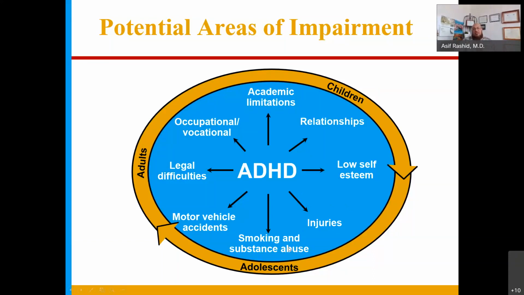stuff like that. So they start smoking because nicotine has a little bit of stimulant action. They get into motor vehicle accidents because they are not able to focus or pay attention while driving. They eventually get into legal difficulties as they go into adulthood. If you sample a prison population, there is close to a quarter of them who sometimes have substance use and ADHD symptoms.